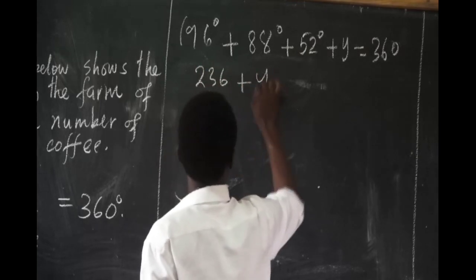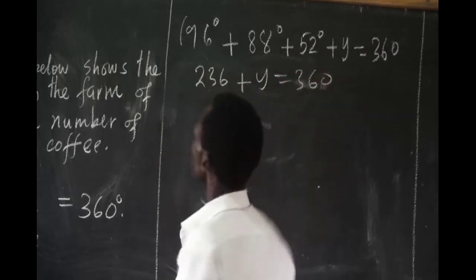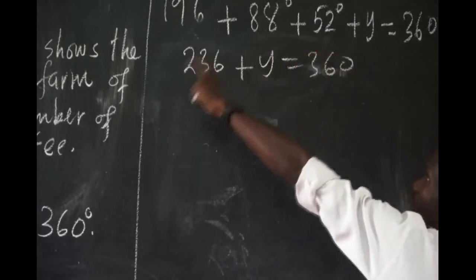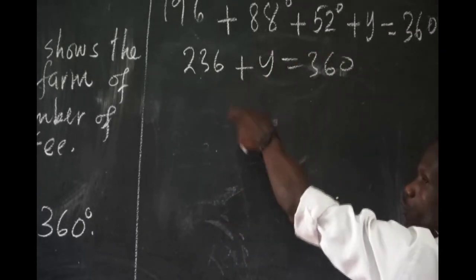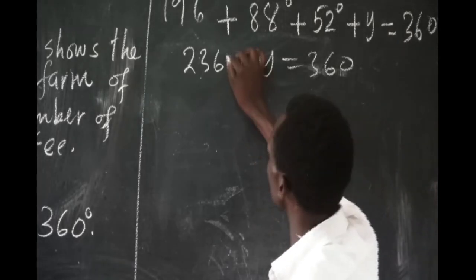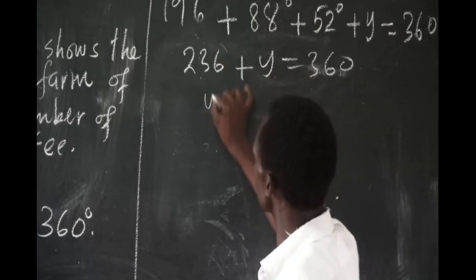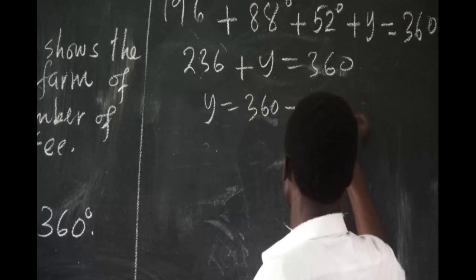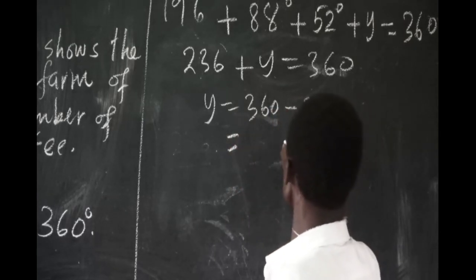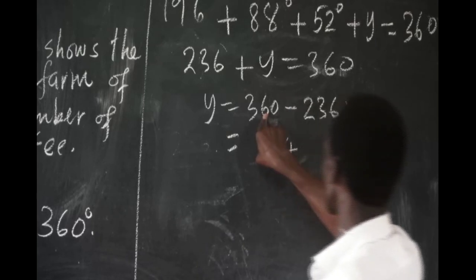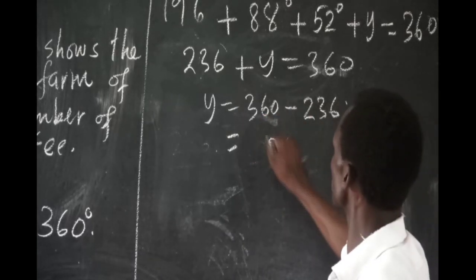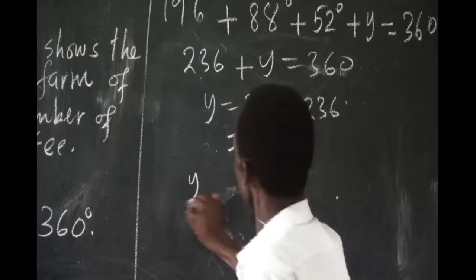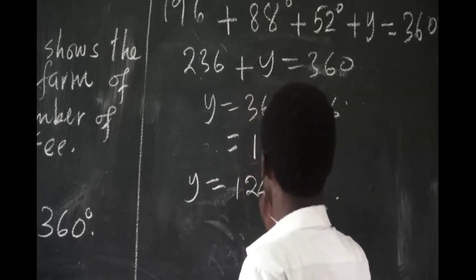So 236 plus Y is equal to 360. We need to find the value of Y. So this is an algebraic equation. It is all about taking this one to the other side. Now it becomes Y is equal to 360 minus 236. Y is equal to 124 degrees.